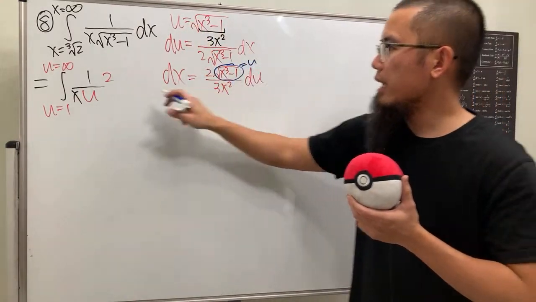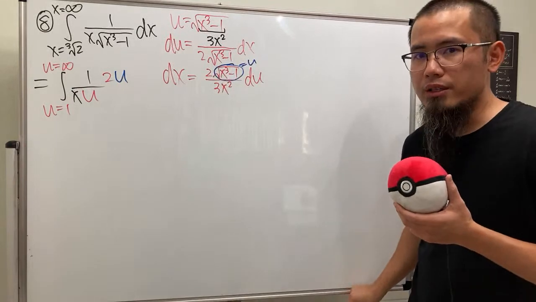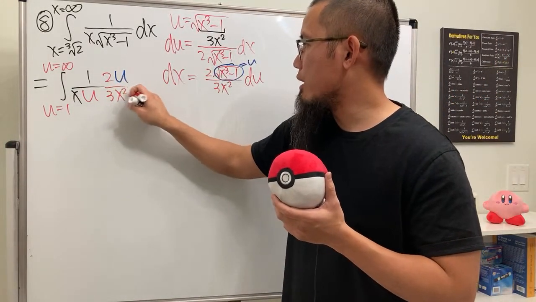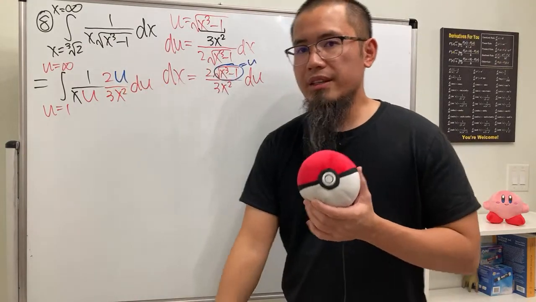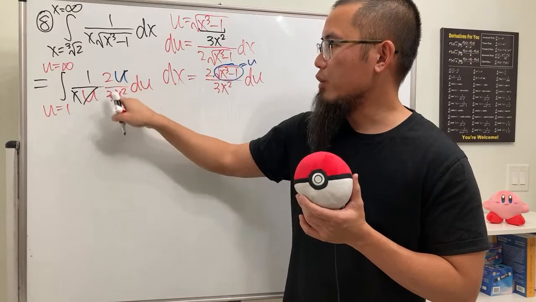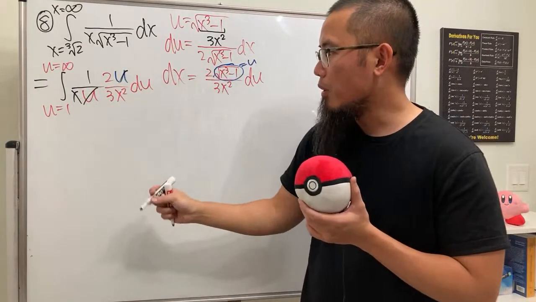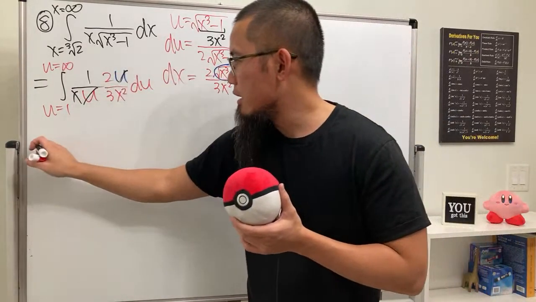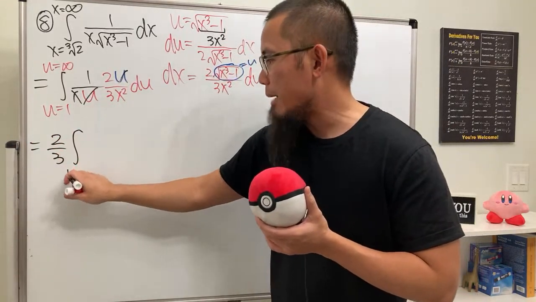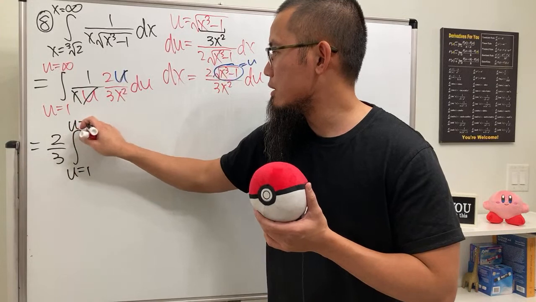So I'm going to put that down right here. We have 2u on the top, and then divided by 3x squared du. And this works out so nicely because first you see that the u and u cancel. We do have the 2 over 3, the constant multiple, so we can put it on the outside. And we'll finish everything in the u world, which is the happiest place for integrations.